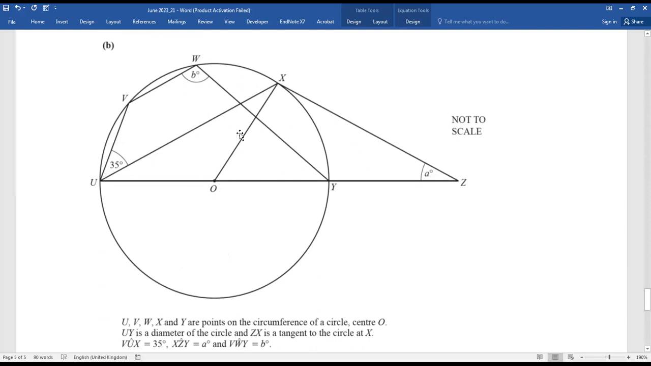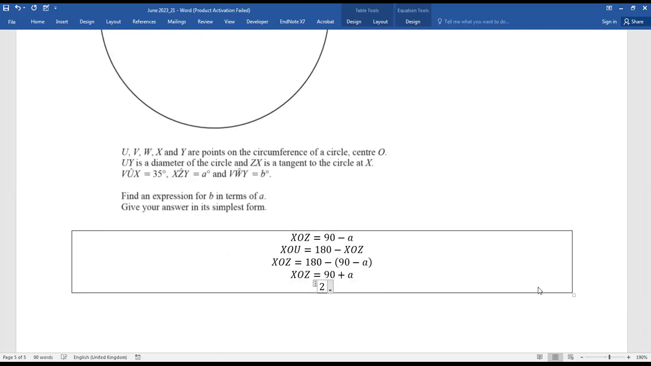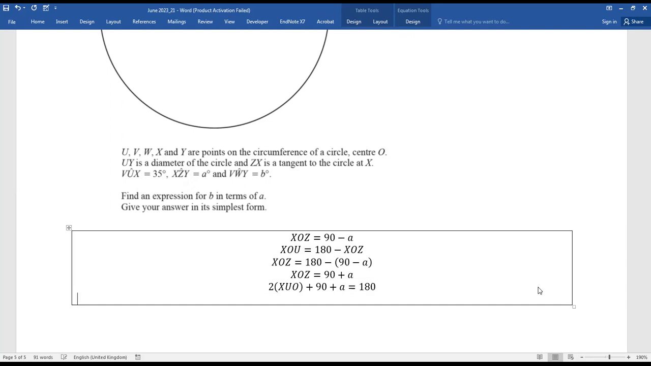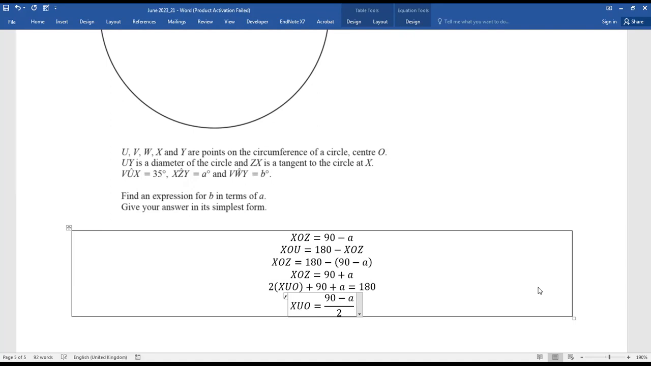Now this XOU is an isosceles triangle. Why? Because OU is also a radius and OX is also a radius. So let me call this angle XUO. If this angle is XUO, this angle will be the same. So I'll say that 2 times XUO plus 90 plus A should become equal to 180. So this way I'll get XUO as (180 minus 90 minus A) upon 2, which is (90 minus A) upon 2.